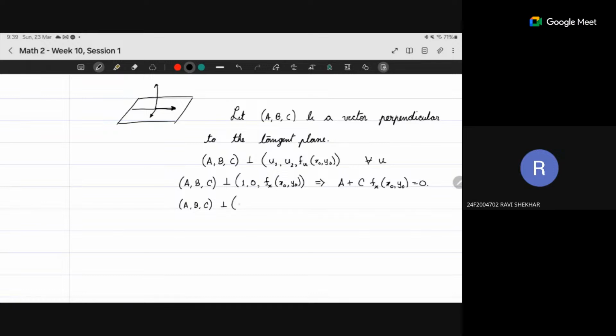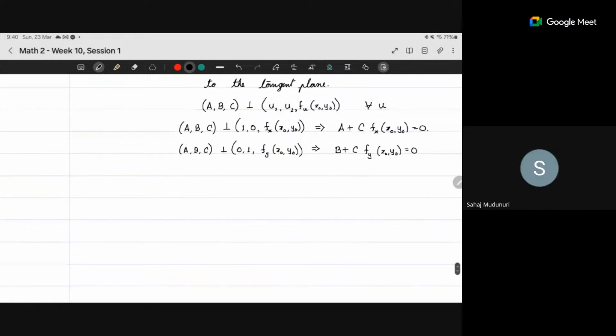Similarly, I can take this vector and I need my ABC to be orthogonal to this vector as well. Right? And what does this give me? B plus C f_y is equal to 0. So f_y is equal to 0. Right? So I can write everything in terms of C.